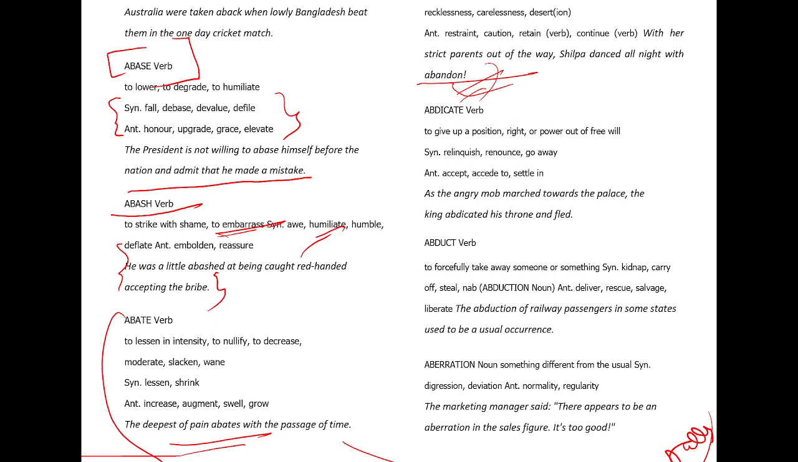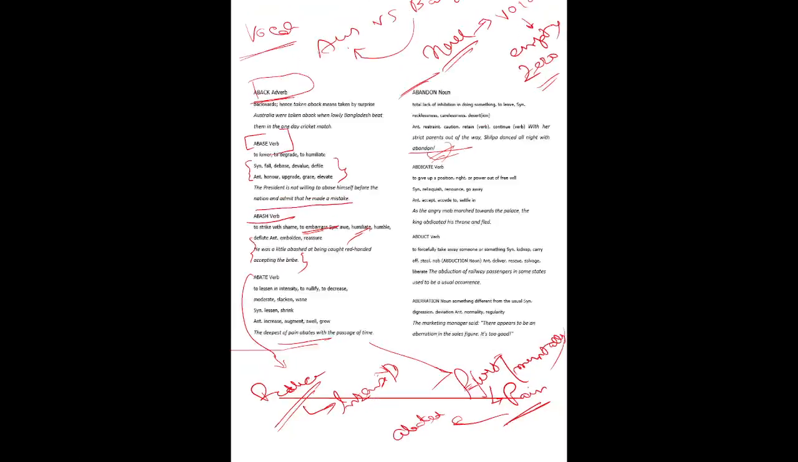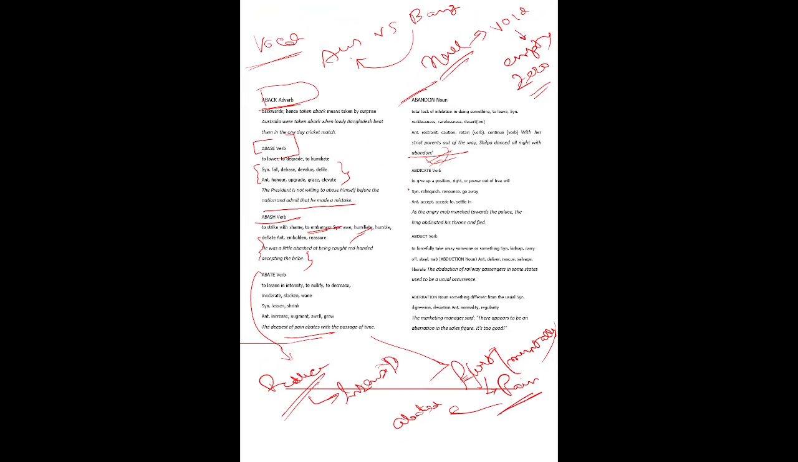Okay, so let's move on to the next word. The next word is abdicate. So what is abdicate? In simple terms, or in Bengali, we can say abdicate means palano. But if we describe it, we have to write that it means to give up a position or power out of free will.